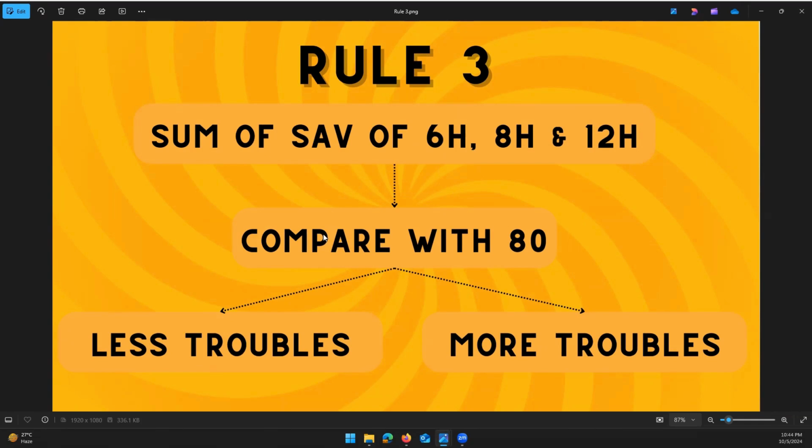So if the sum is less than 80, less troubles. If the sum is more than 80, more troubles. Simple rule.